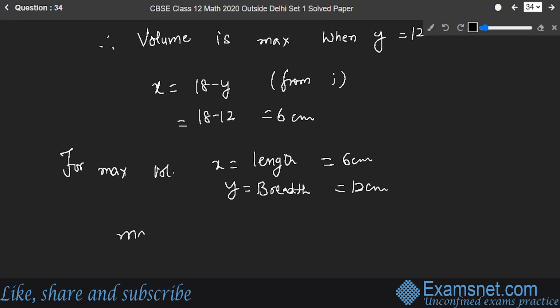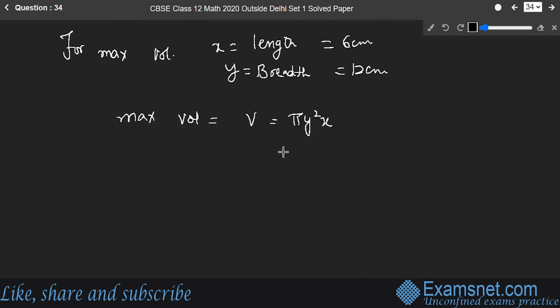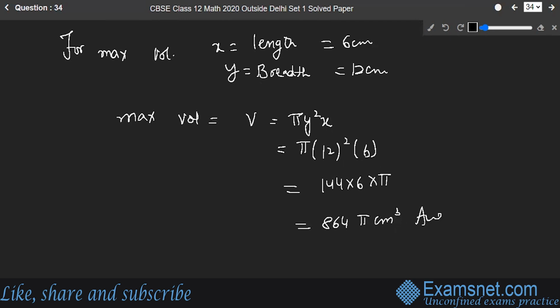And what is the maximum volume? Maximum volume is given by V is equal to pi y square into x. So this is equal to pi, y was 12, into 6, which gives you 144 into 6 into pi, that is equal to 864 pi centimeter cube. This is the answer to the question.